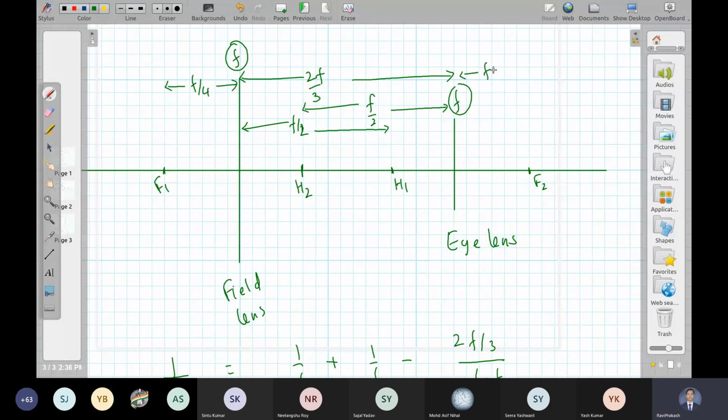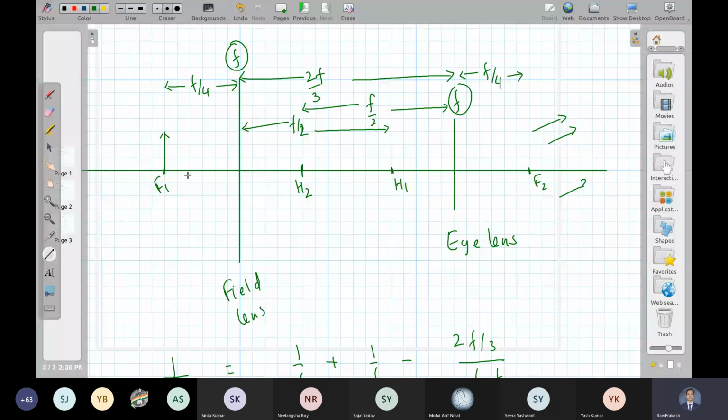This distance is f/4. So where should we place the object so that we finally get parallel light rays? Sir, at f1. The object should be placed here. Yes, sir. So after passing through these two lenses, we get a parallel light ray. But after passing through just one lens, obviously we will get an image somewhere. The field lens will make an image somewhere.